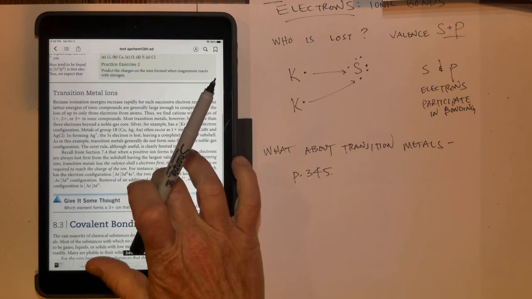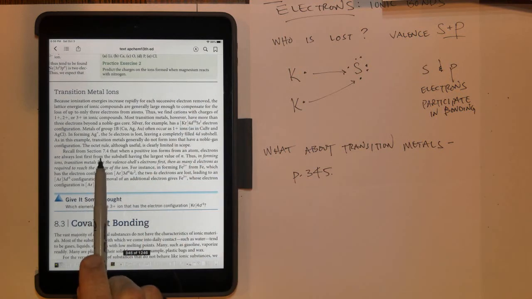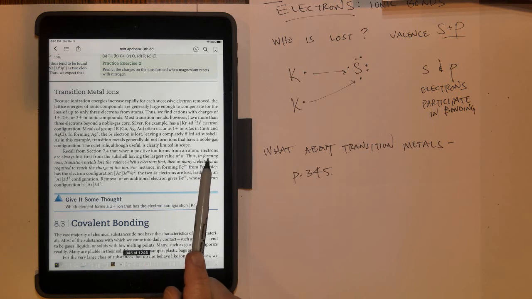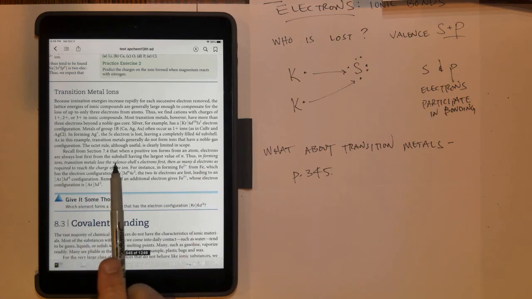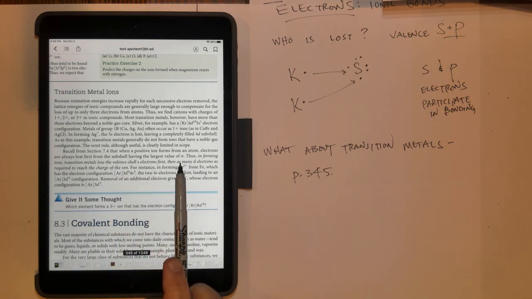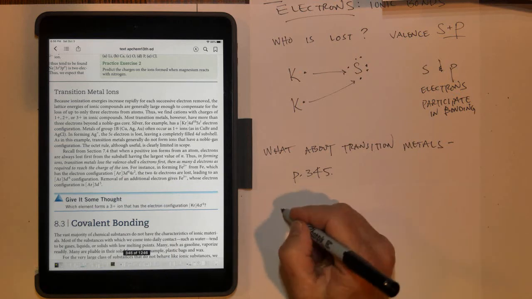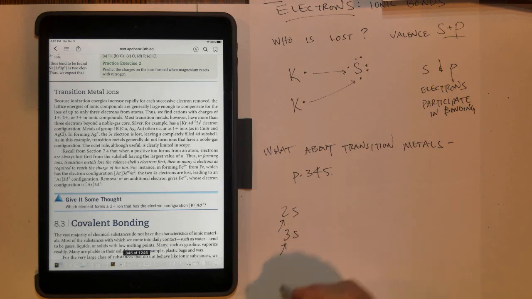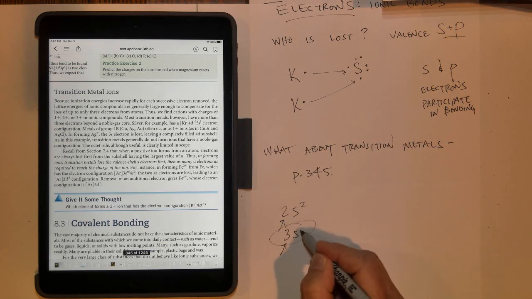Recall from section 7.4, that was one where we looked at electron ionization energy, and then we also looked at electron affinity, that when a positive ion forms from an atom, electrons are always first lost from the subshell having the greatest value of n. In other words, they're from like the 2s, this is the n number, 3s, this is the n number right here. So these would be the electrons lost if it was 2s2, 3s1. Well, these would be the electrons that would be lost first.